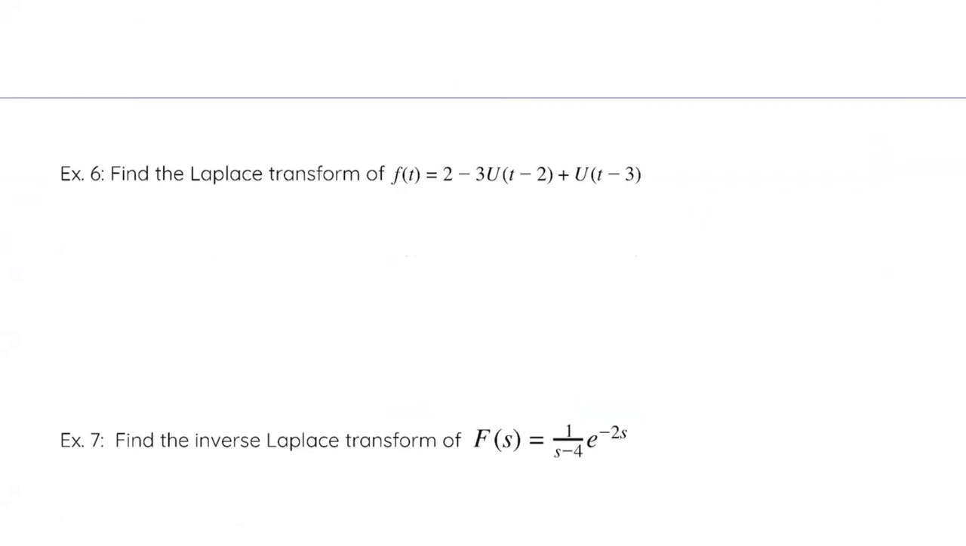Let's start with example number 6. Example number 6 says, find the Laplace transform of this function. So we have 2 minus 3 u of t minus 2 plus u of t minus 3. What we're going to do is find the Laplace transform of each piece, because it goes back to that idea of linearity. If things are connected by addition and subtraction, I can split it up into as many Laplace transforms as I want. And any constants I have, I can pull out to the front.